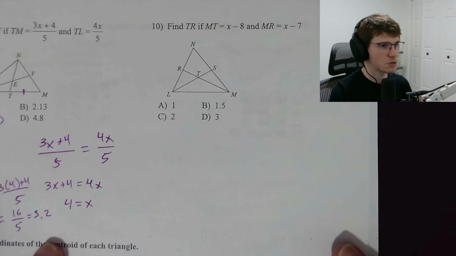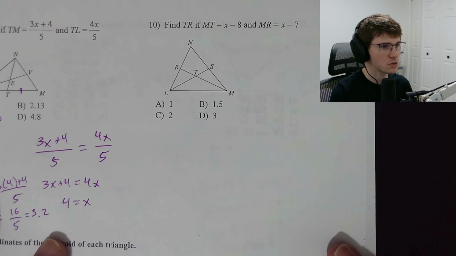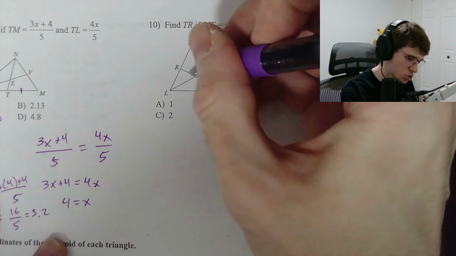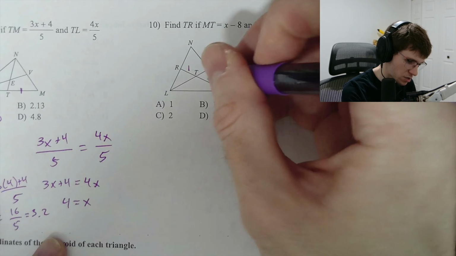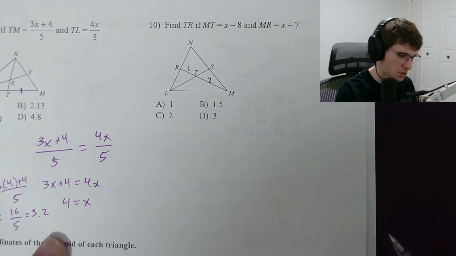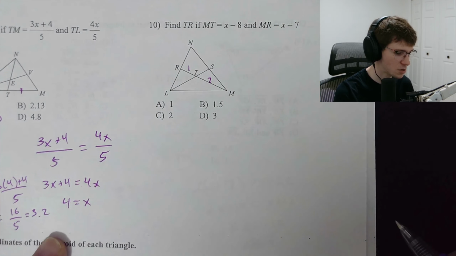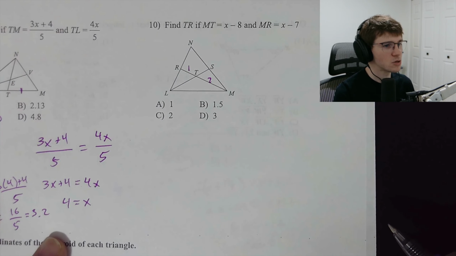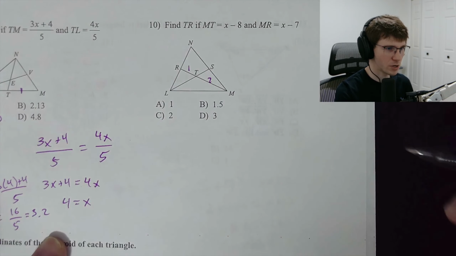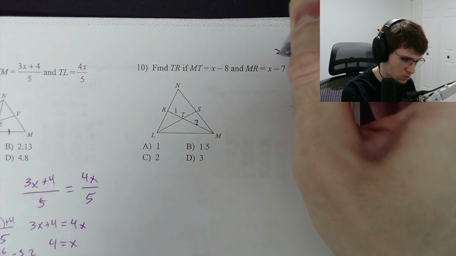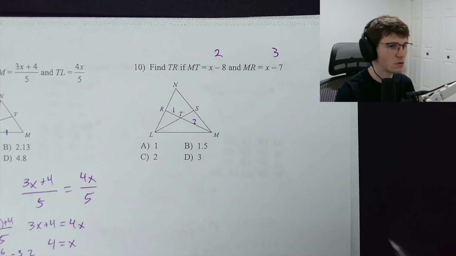So moving on to question number 10, find TR, so that's going to be our short length, our value 1 there. And TM, remember that's value 2, and the whole thing is 3. If MR is equal to x minus 7, MT is equal to x minus 8. So in general, you're trying to figure out the short length when you're given the entire one here. So like this one up here is our quote unquote 3. This one over here is our quote unquote 2.